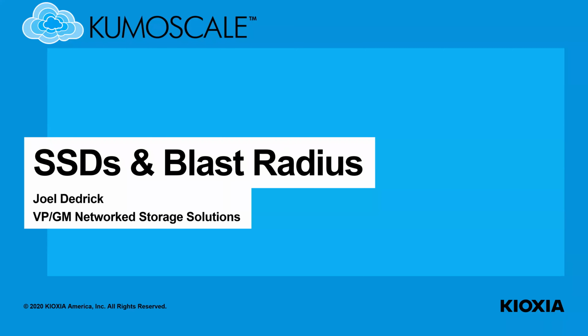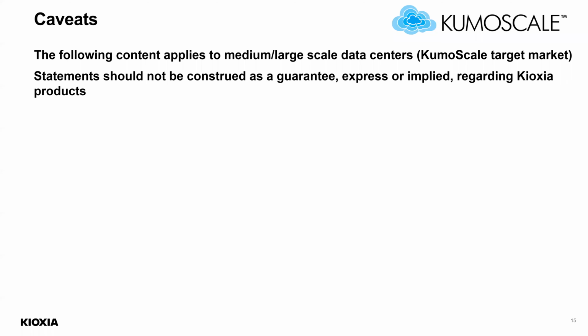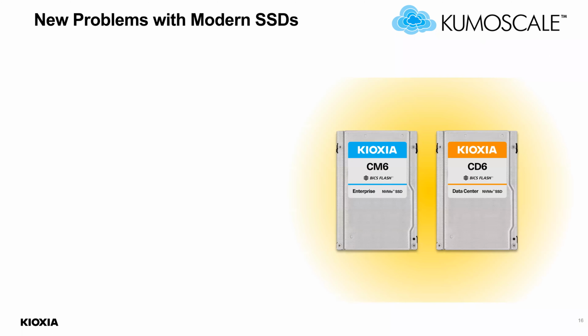Okay, my name is Joel Niedrich. I'm with Kioxia. I'm GM of Network Storage Solutions, which is the CumoScale business unit. The necessary caveats: CumoScale targets pretty large-scale data centers, maybe 10 to 100,000 compute nodes is our sweet spot or so, and so my comments will apply to that market statement. And of course, this should not be construed as a guarantee about anything that we do or will make.